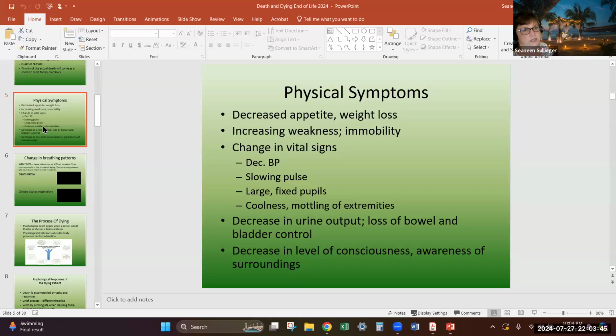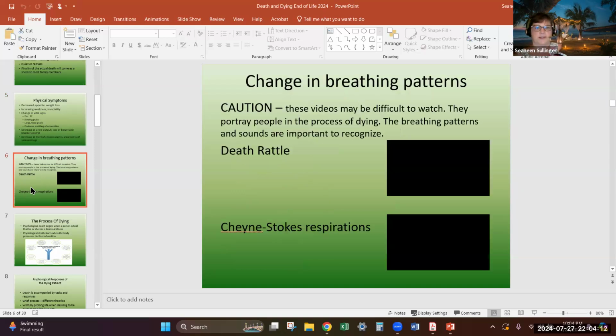You can also watch their vital signs. The blood pressure will decrease, the pulse will slow, the body will become cooler. Oftentimes there'll be a fever a couple days before the person dies, and then they will cool off after that. And you can really see the heart rate slow until it stops, which is really kind of an eerie feeling, having witnessed that.